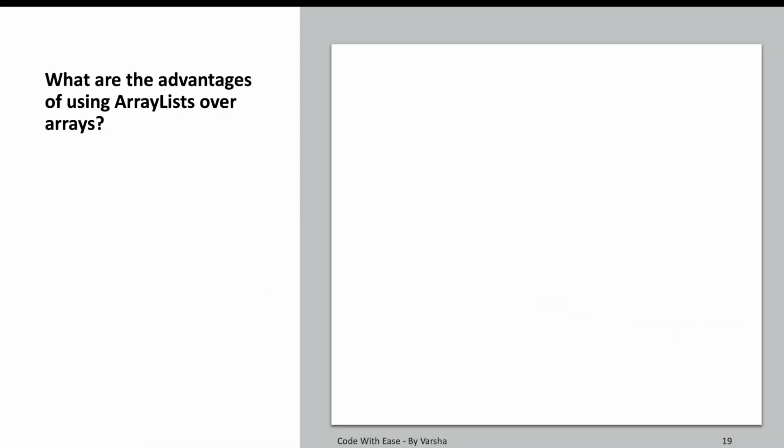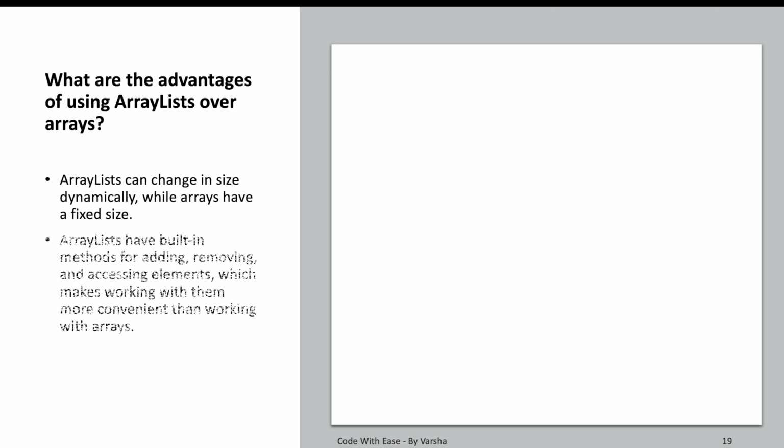So now that we have seen how array lists work in action, what are the advantages of using array lists? First, it is dynamic and flexible. All of that we have anyway seen: it can change the size whenever we feel the need to, but arrays will not be able to because they have a fixed size.